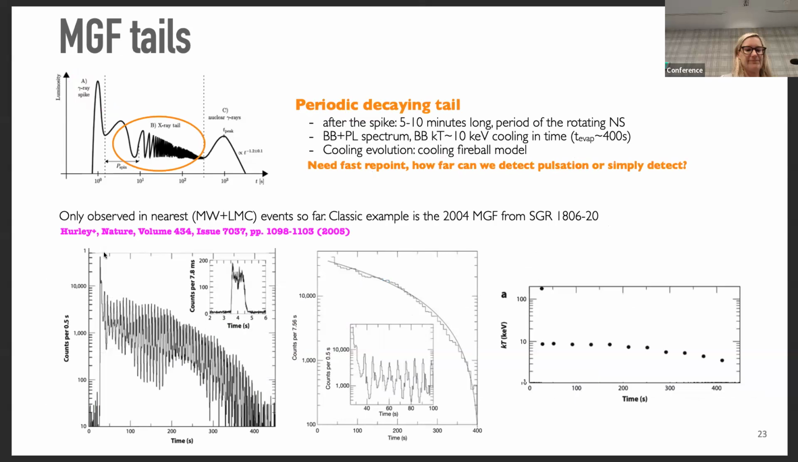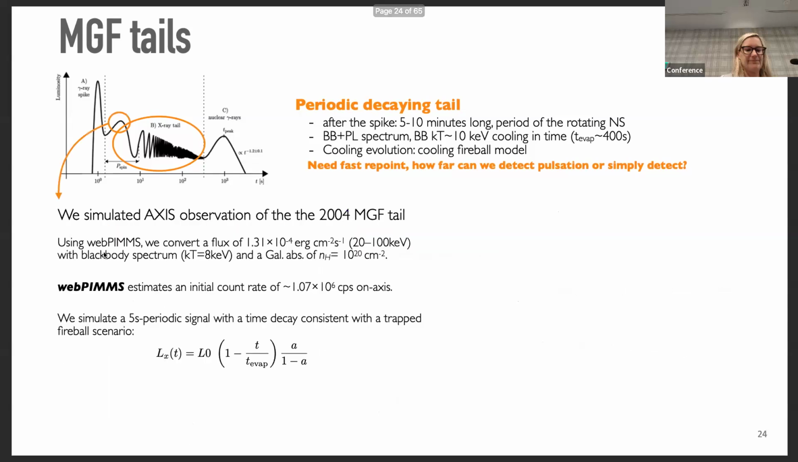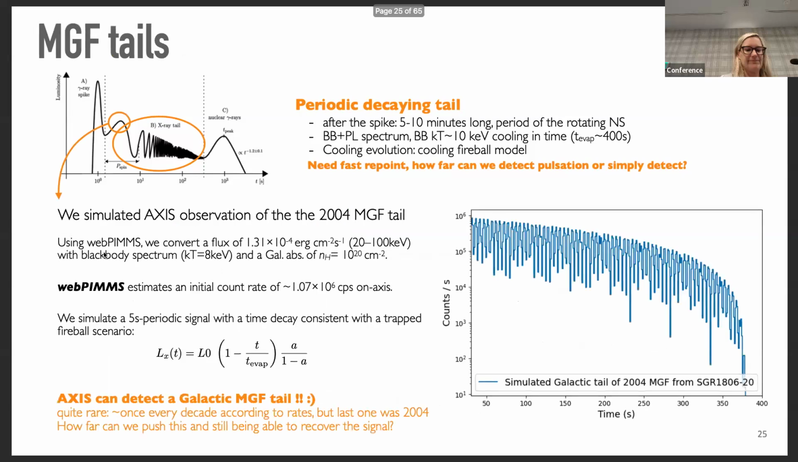So these were, since the beginning, the most promising things to look after for magnetar giant flares, but then we checked basically everything that could be done. To do this, I used PIMMS, so we should be sure that's correct. I take the flux expected for the beginning of the tail and then evolve it in time, add these pulsations, roughly 5 seconds period, and I simulate an observation by AXIS.